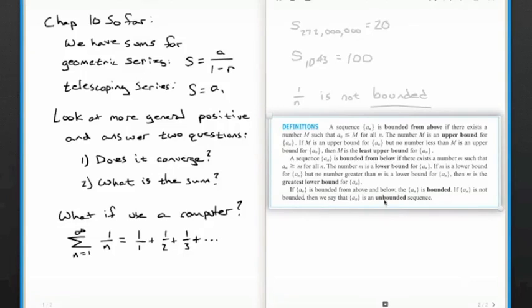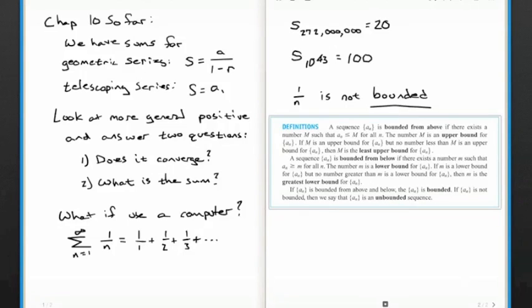So here's a definition of bounded. A sequence a sub n is bounded from above if there exists a number M, big M, such that a sub n is less than big M, so each term is less than big M for all n. So the number M is an upper bound for a sub n. If M is an upper bound for a sub n, but no number less than M works, then we could say M is the least upper bound.